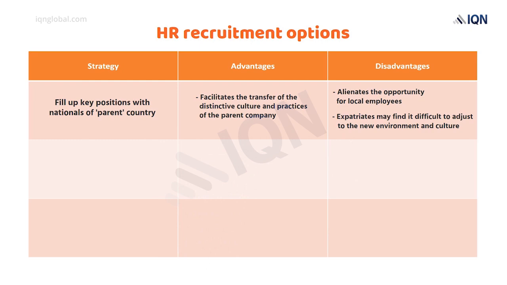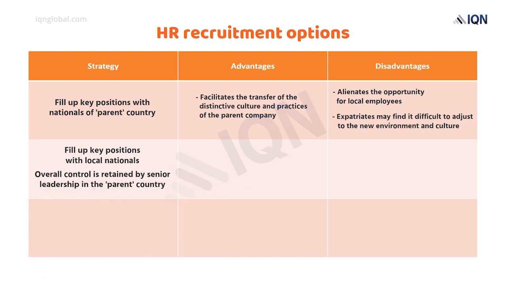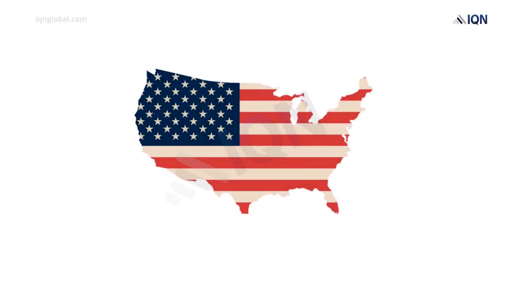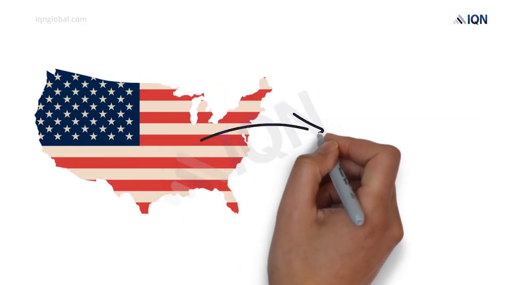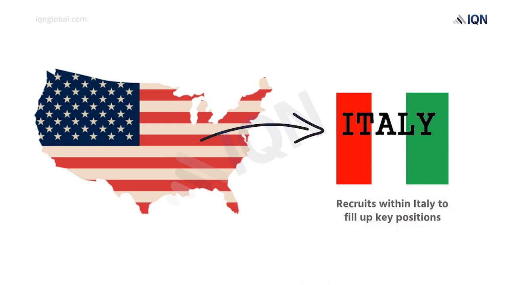Another recruitment option for multinational companies is to fill key positions with local nationals, although overall control is still retained by senior leadership in the parent country. For example, a U.S. multinational has its subsidiary in Italy and it recruits within Italy to fill up key positions.